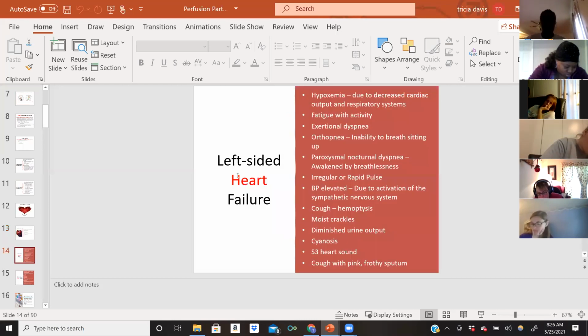All right, so with left-sided heart failure, you're going to see hypoxemia. Your patients are going to have difficulty breathing due to the decreased cardiac output and that backup of fluid into the lungs. They are going to have what we call exertional dyspnea. So they're going to have dyspnea on exertion.